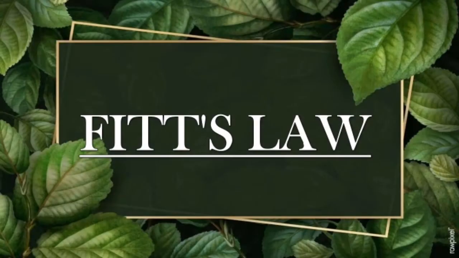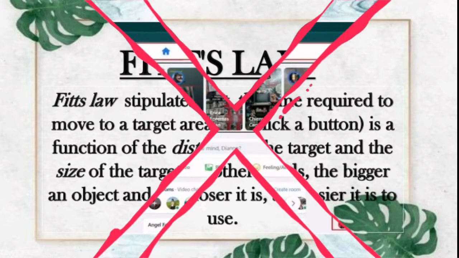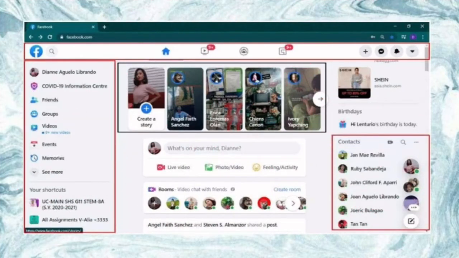Fitts's law. Fitts's law stipulates that the time required to move to a target area is a function of distance to the target and the size of the target. In other words, the bigger an object and the closer it is, the easier it is to use. On the Facebook webpage, as we see, the picture in the timeline is bigger than all the others, so it is easier to see or tap its location. Like Fitts's law states, the bigger and closer it is, the easier it is to use.